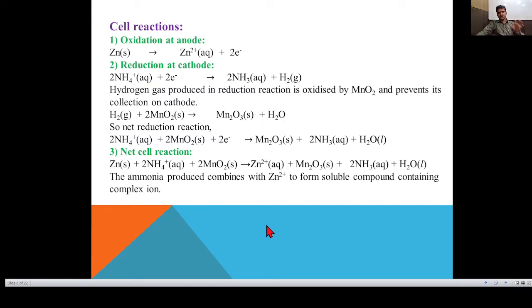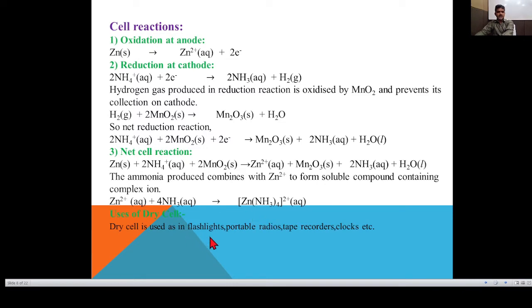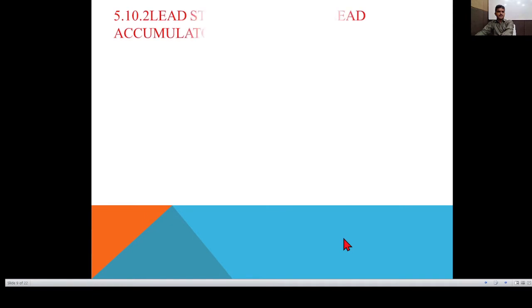So what is the reason for discharging of the cell? The reaction is carried out in acidic condition due to the ammonium chloride. So if the cell is discharged, it can be rejected. Okay, so actually the reaction that takes place: zinc ion plus 4 moles of ammonia, it gives the tetraammine zinc complex. So uses of dry cell: it is used in flashlights, portable radios, tape recorders and clocks, etc.